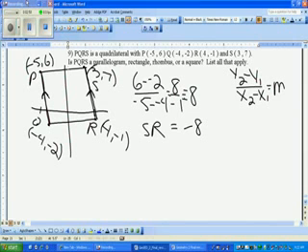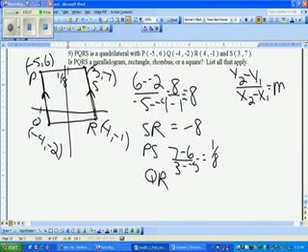We use the same concept with PS. We go 7 minus 6 over 3 minus -5, which is 1/8. And so the slope of PS is 1/8. And we do the same thing with QR. And as we find the slope with QR, we also get 1/8. So this one is 1/8. So now we have both pairs of opposite sides with the same slope. So we know that it is a parallelogram.